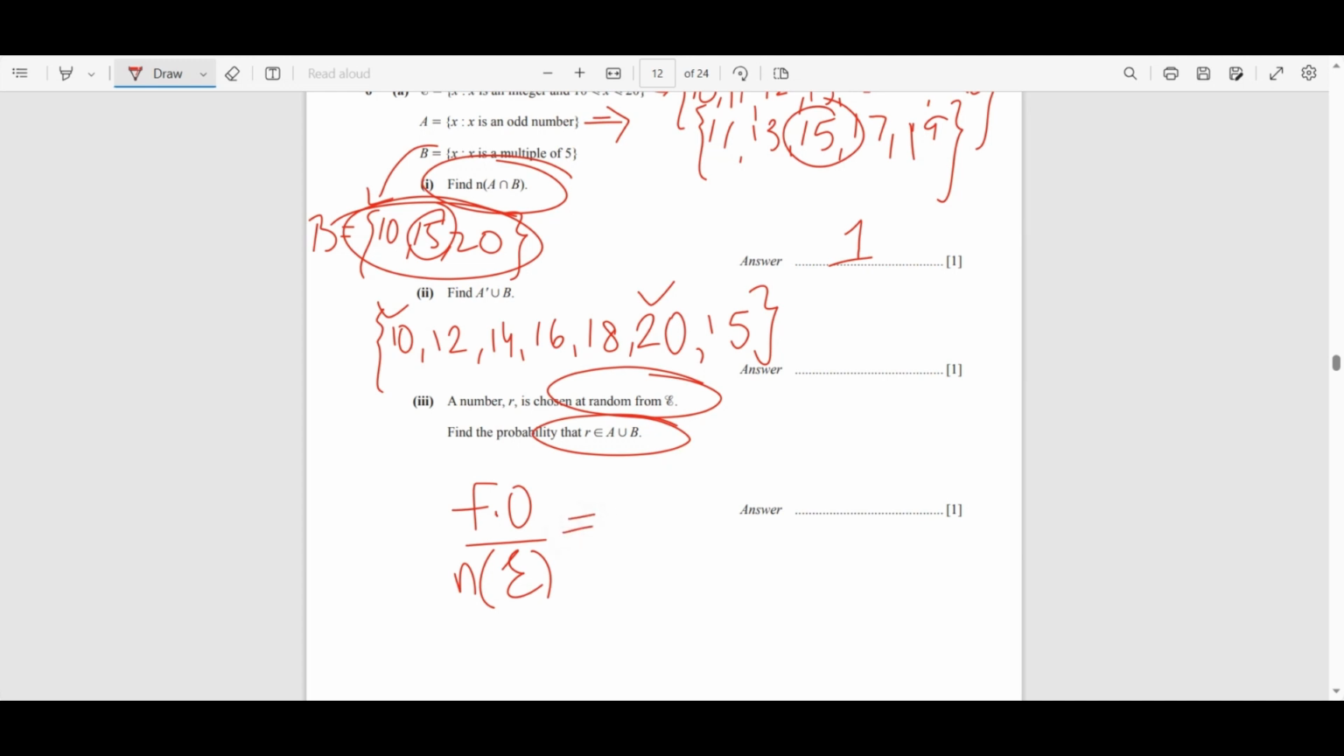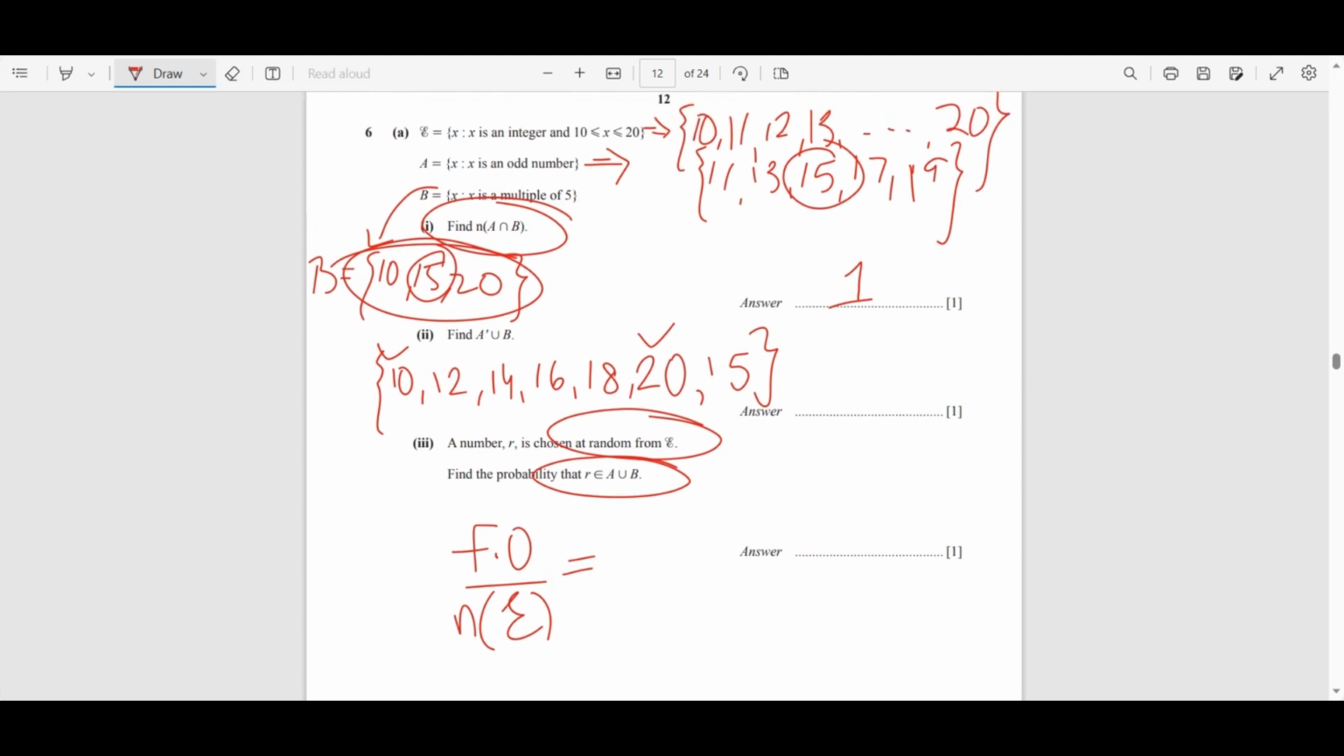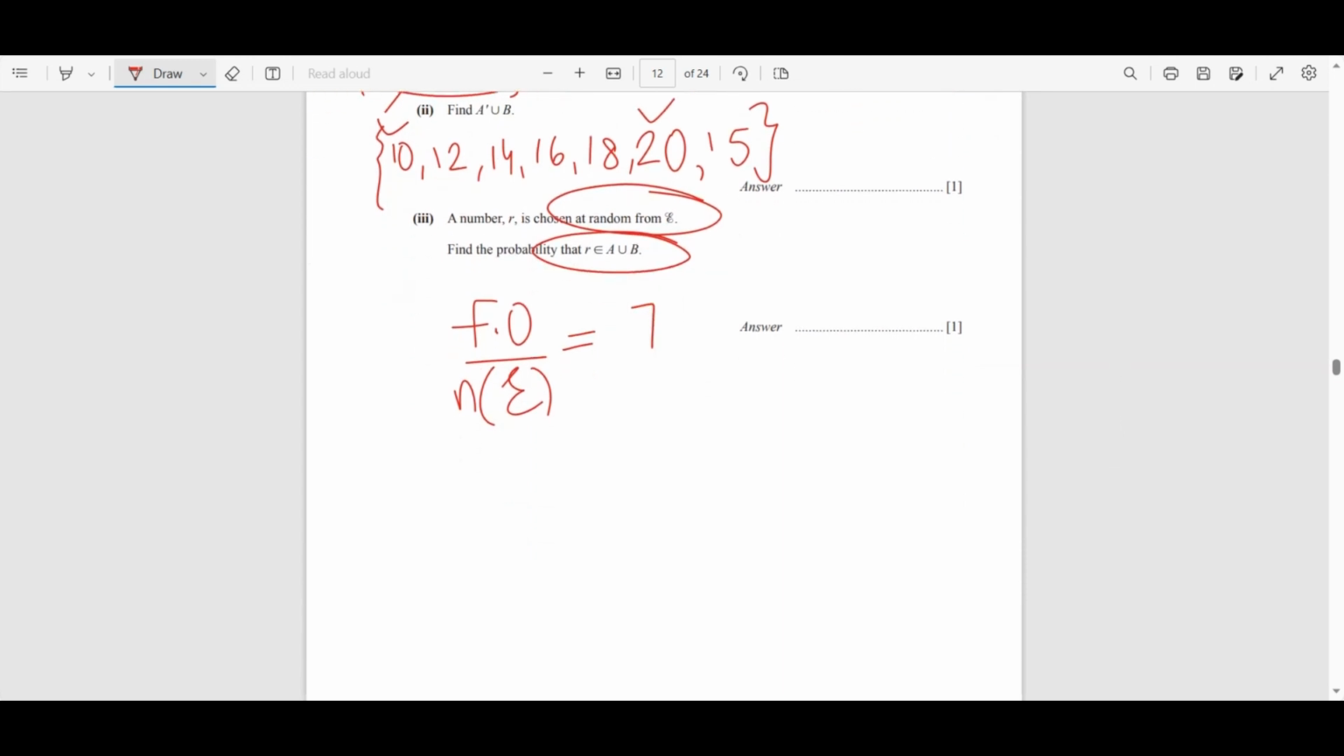Now first let's see how many elements there are in A union B. In A union B, it's going to be 1, 2, 3, 4, 5. And because 15 was already common, we don't have to count it twice. So 5 already and 2 more, 10 and 20. So 7 are the numbers. If you want to write it down as a set, you can do that.